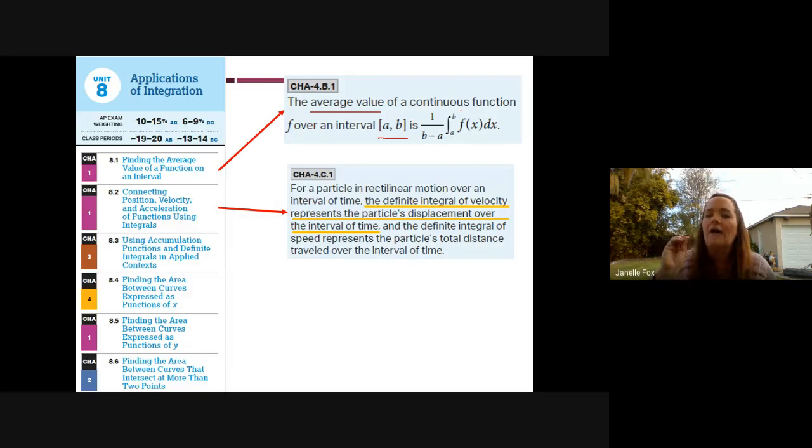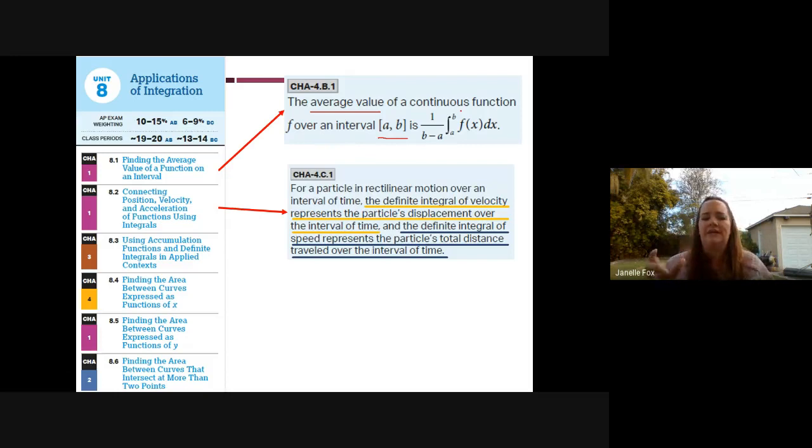The integral of velocity is displacement, and the integral of speed is the particle's total distance traveled. Now remember, speed is the absolute value of the velocity. That's a fun little thing to pull out as we're working with our different relationships.